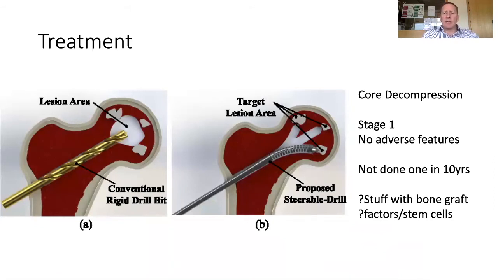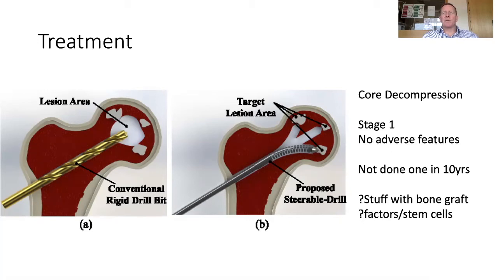Having said that, core decompression is an operation that you really need to know about and have an idea of its use and perhaps its limitations. Very, very early in the disease process, so definitely stage 1, and then with no adverse features. So your true idiopathic patient, not an alcoholic, not a heavy smoker, etc., not sickle cell. Those patients may benefit, and you'll see this from the Hungerford papers, from a core decompression. Having said that, it's very rare.